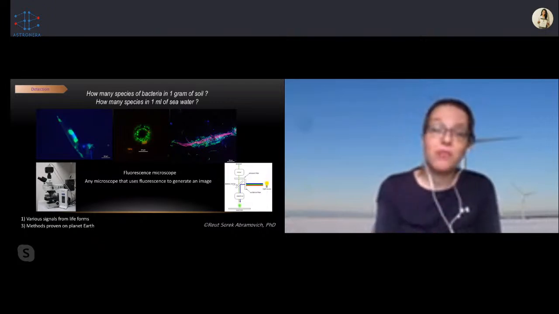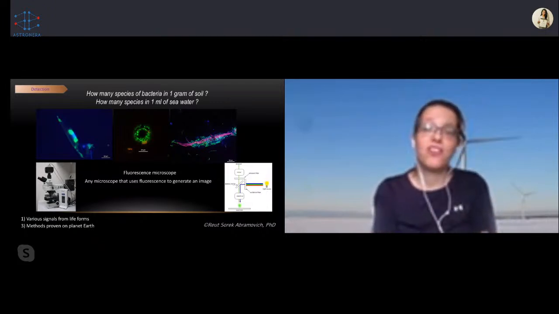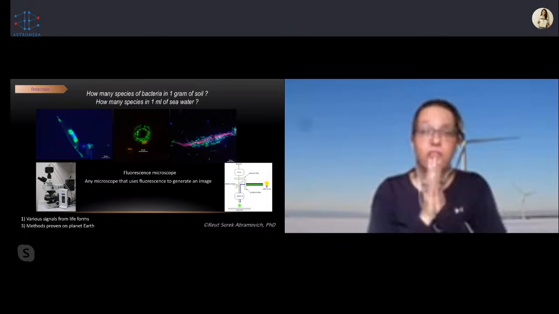And it would be interesting perhaps to know that the number of species in 1 milliliter of seawater is a lot less, maybe 1 million. So people are using a lot of microscopy in order to detect life forms.